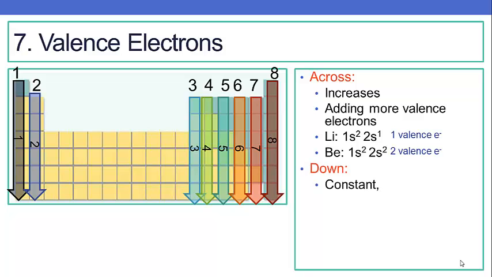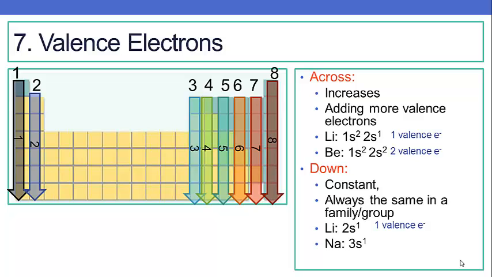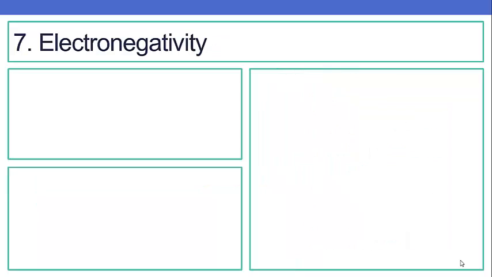As we go down a column, however, it's going to be constant. Every family or group has the same valence electron configuration. So lithium has 1 valence electron, sodium has 1 valence electron, and so on.